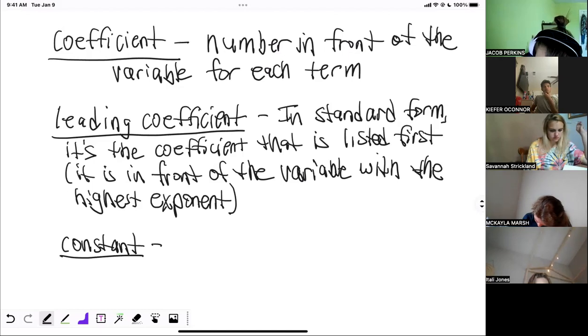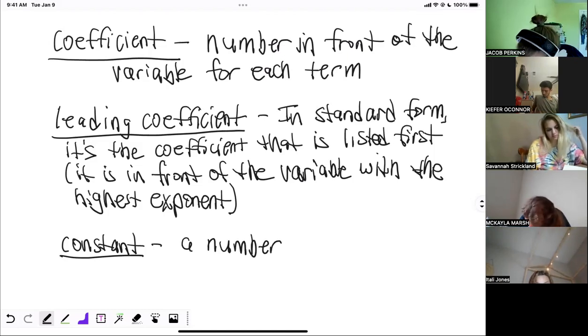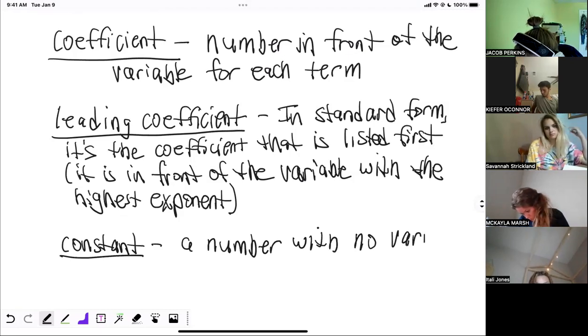Constant sounds just like what it does. It is a constant. It's never going to change. It's not going to have an X, because once you put an X, I can put a number in for X, it'll change. So a constant is just a number with no variable.